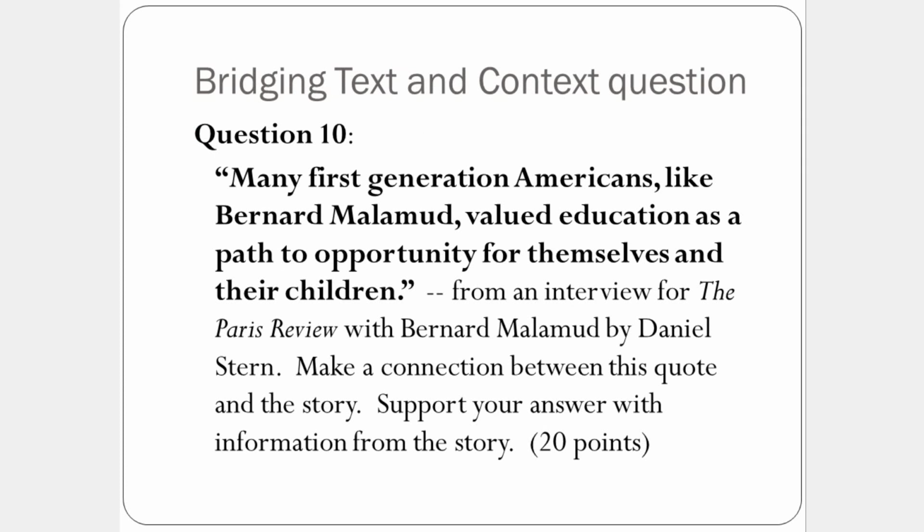The last type of question that we have on the exam is called the bridging text and context question. And it's making a connection between the new information and the text. So this first one from Summer's Reading is: "Many first-generation Americans, like Bernard Malamud, valued education as a path to opportunity for themselves and their children."